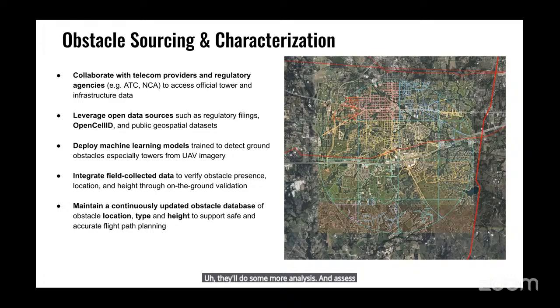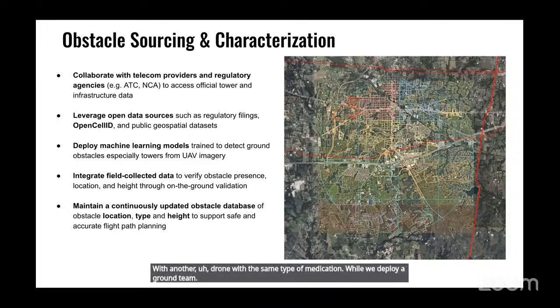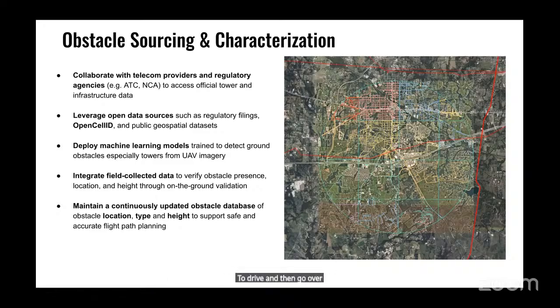If it was an emergency delivery, then of course we want to quickly follow up with another drone with the same type of medication, while we deploy a ground team to drive over to the location to pick up the parachute-landed drone.